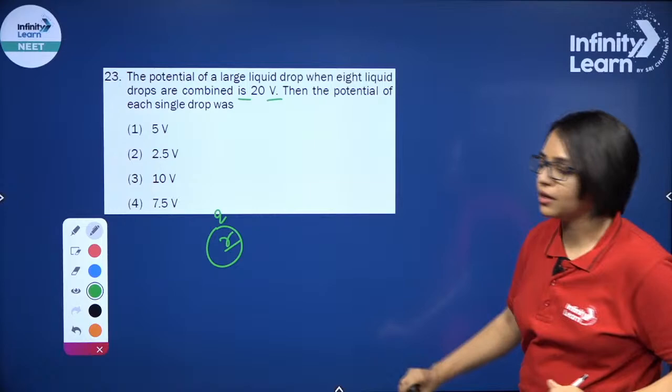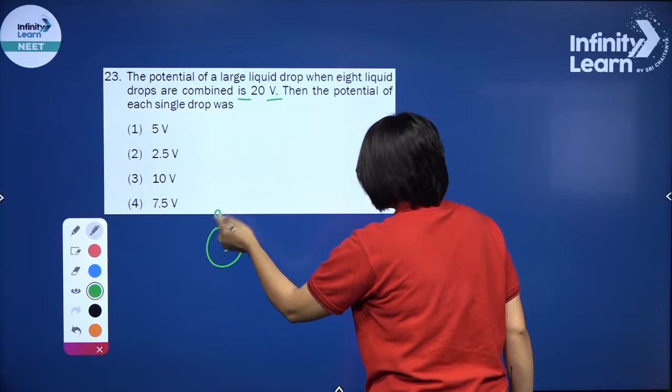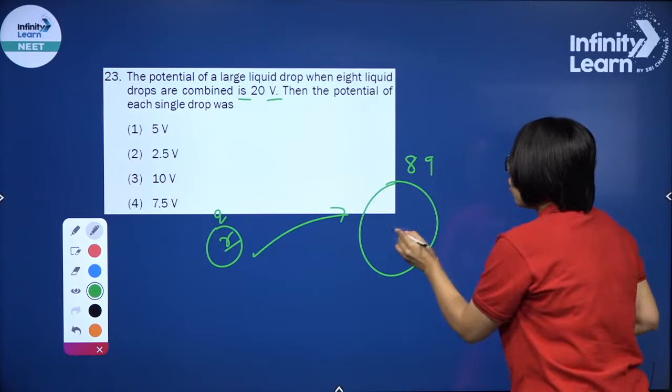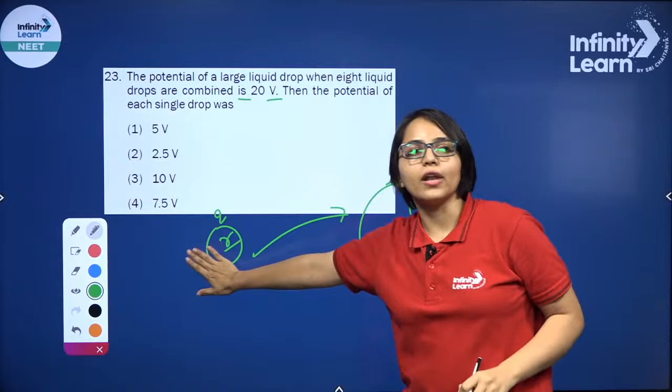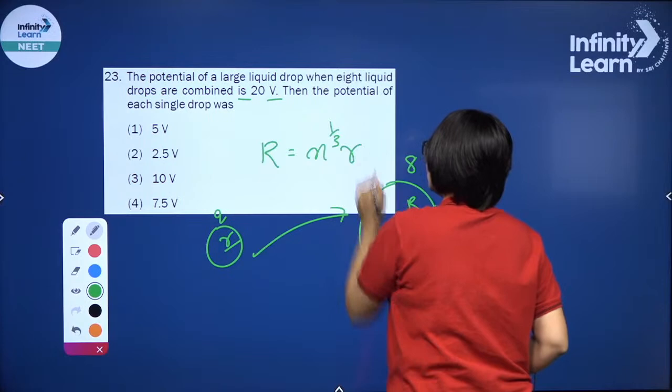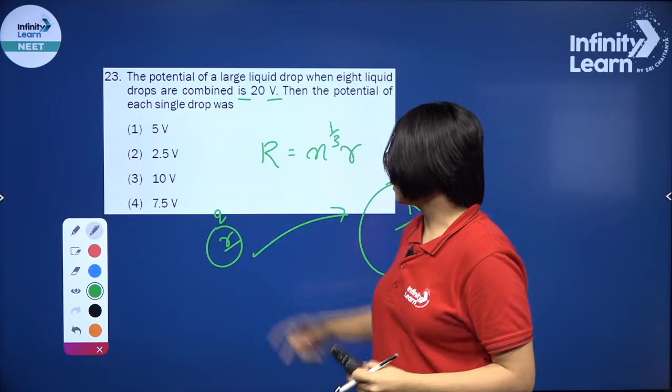सो दिस इज 8 फॉर सिंगल ड्रॉप. जब आप ऐसी 8 ड्रॉप्स को कंबाइन करोगे तो आपका टोटल चार्ज ऑन दिस बिगर ड्रॉप क्या हो जाएगा? 8Q, और रेडियस आपका आ जाएगा कैपिटल R, ठीक है? अब जनरली हम क्या करते हैं, कैपिटल R को स्मॉल r के टर्म्स में फाइंड करने के लिए हम वॉल्यूम इक्वेट करते हैं. फाइन, कुछ मत करो, बस ये अपना शॉर्टकट याद रखो कि कैपिटल R इज इक्वल टू n टू द पावर 1/3 इनटू r, वेयर n इज द नंबर ऑफ ड्रॉप्स कंबाइंड, एंड स्मॉल r क्या हो जाएगा? रेडियस ऑफ द स्मॉलर ड्रॉप.